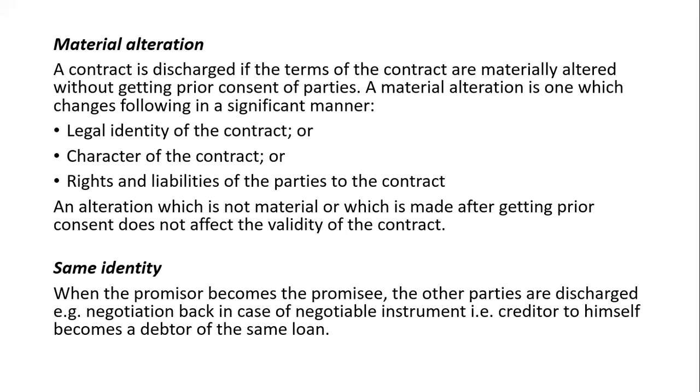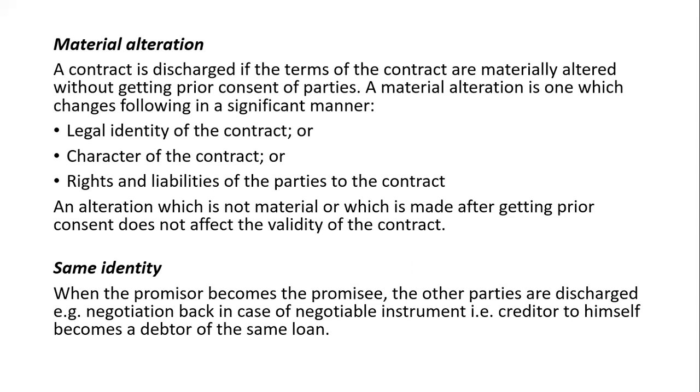For example, A gives a promissory note amounting to rupees 5 lakh to Mr. B on August 16, and B subsequently endorses the same note in favor of C after altering the date from August 16 to August 23. Now, this is called the material alteration, and such contract will be discharged.